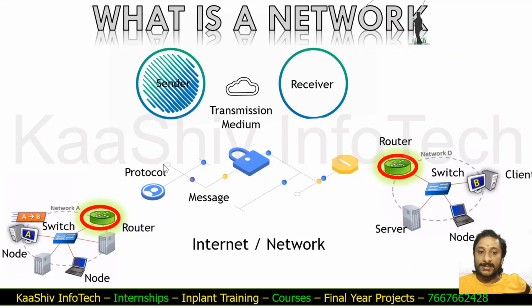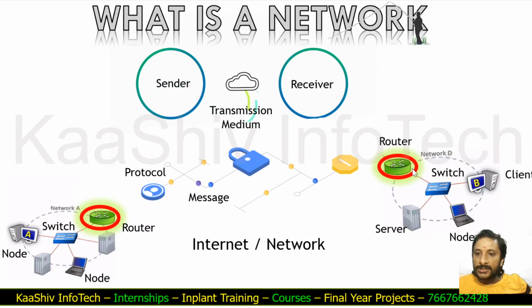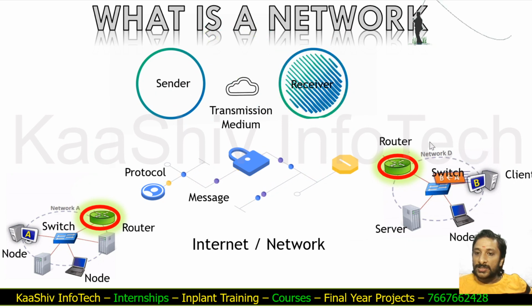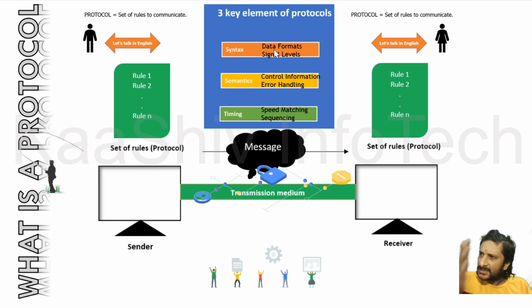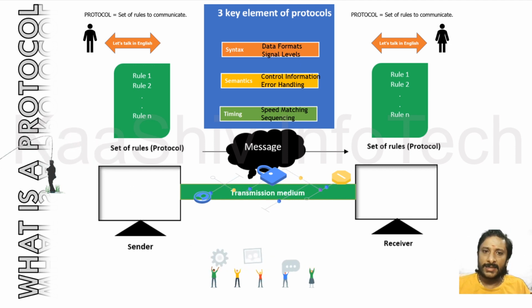Receiver end, I need to send. This is how the communication happens. From here the data is sent and here it reaches the destination. This talks about syntax, the data formats, the signal levels, everything. How you are sending, you are sending in zeros and ones. That is very, very important, the data formats.